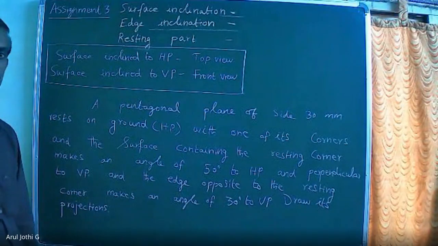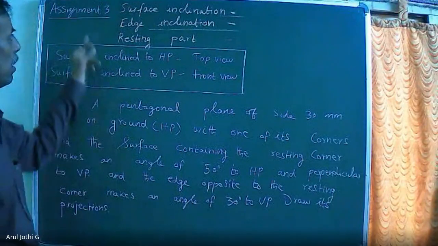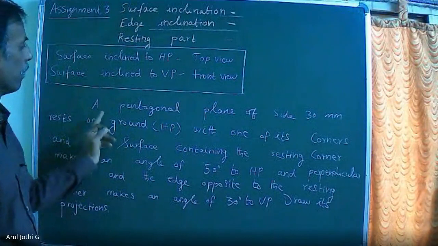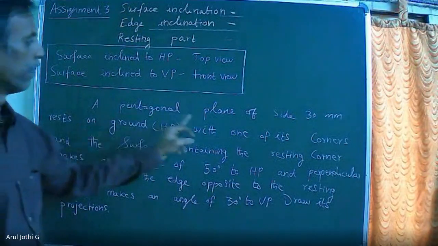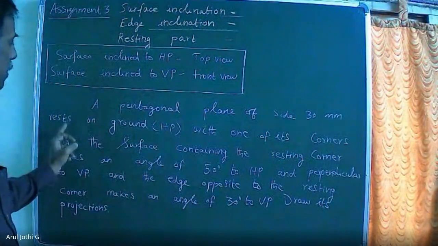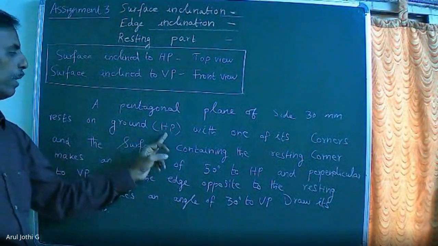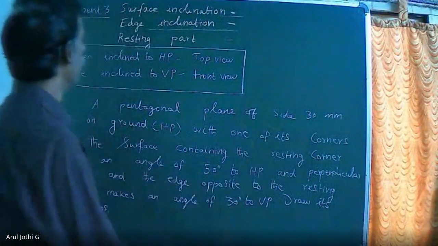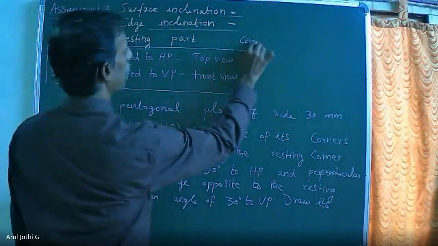Good morning, students. In this video lecture, we are going to see assignment problem number 3. A pentagonal plane, with 5 sides each measuring 30 mm, rests on the ground. Resting on the ground means on the horizontal plane with one of its corners. The resting part is here, the corner.